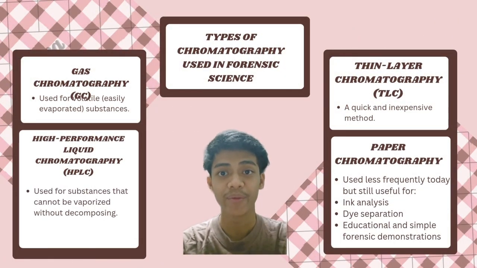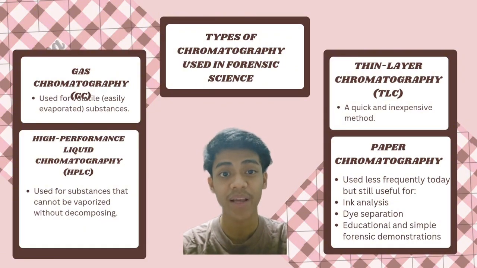My name is Mama Azim Akmal. Today I will explain the types of chromatography used in forensic science. Chromatography is an analytical technique used to separate, identify, and analyze the different components in a mixture. In forensic science, it helps investigators identify unknown substances collected from crime scenes.